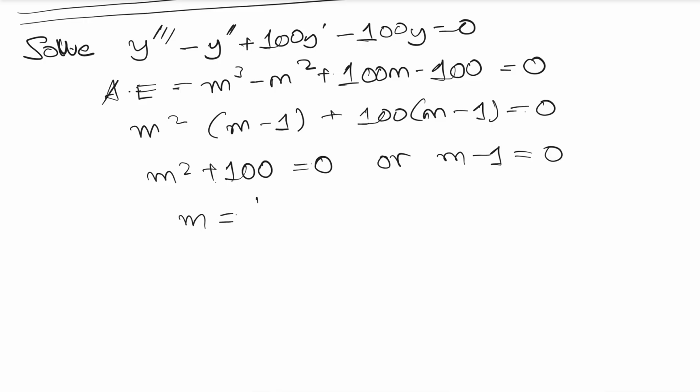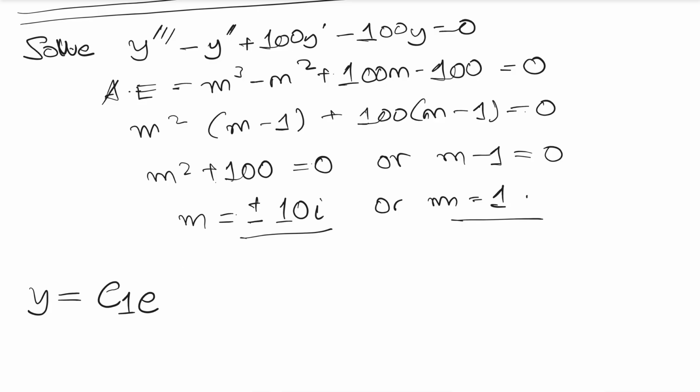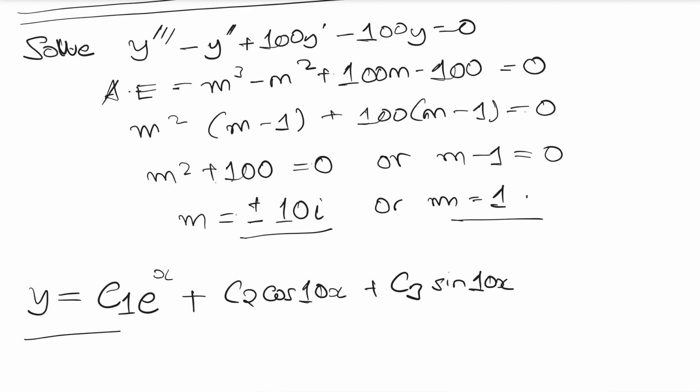Again, we are getting two roots, positive or negative 10i, or m is equal to 1. This is the same case as the last question, where we have a complex root and a real root. So the solution will be y equal to c1 e raised to x plus c2 cos 10x plus c3 sine 10x. Yeah, this will be the answer.